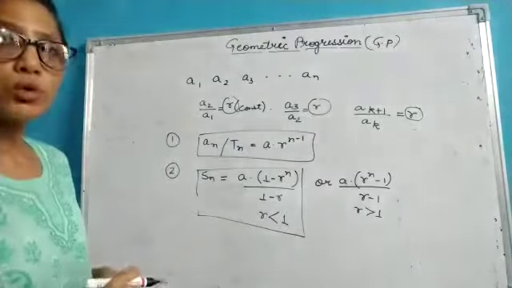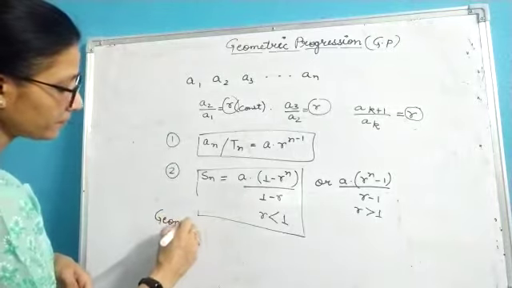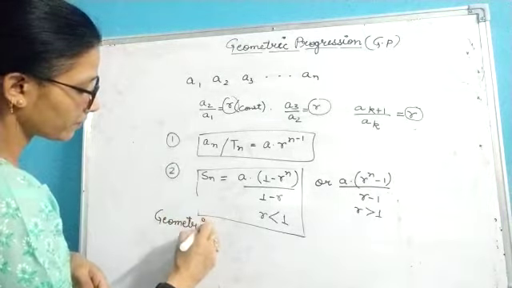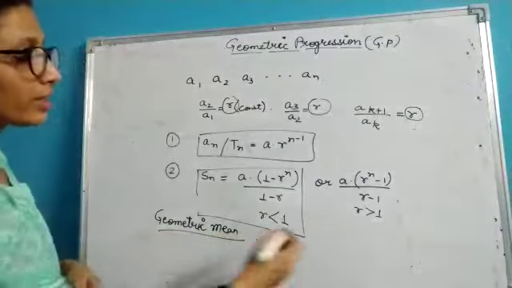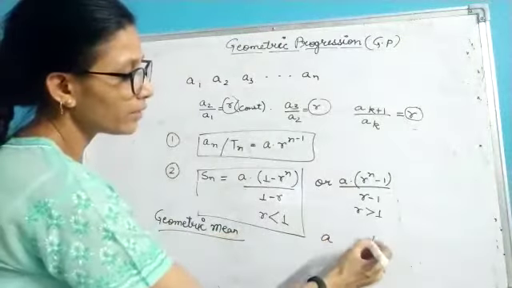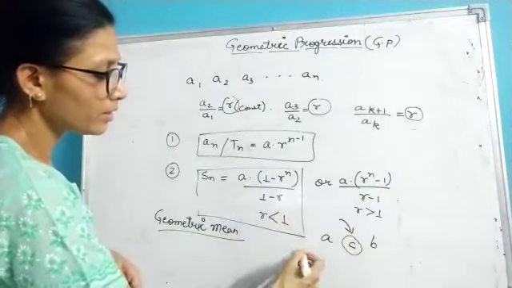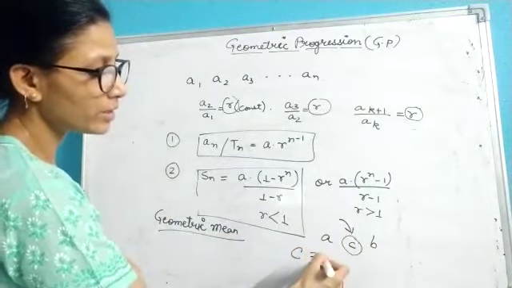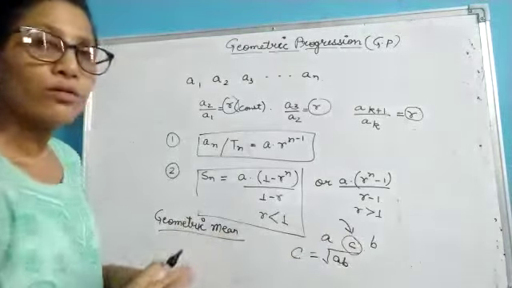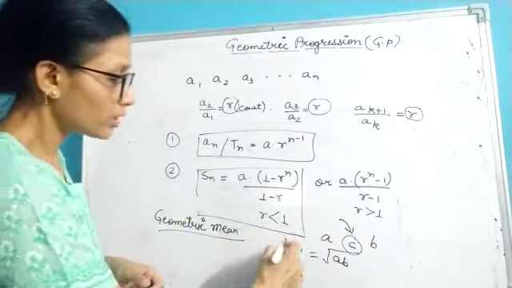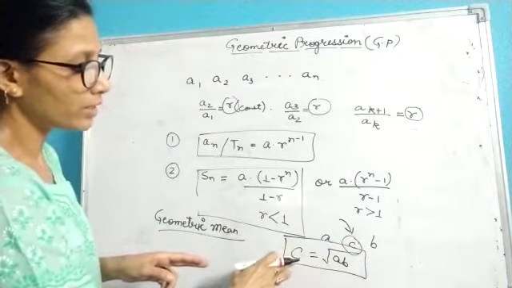Now there is one more terminology, that is your geometric mean. Geometric mean is defined that if in between A and B I insert C, then your geometric mean, which is C, can be written as the square root of the product of the first and the last term. So again you have to remember that for geometric mean you have to write C equal to under root AB.